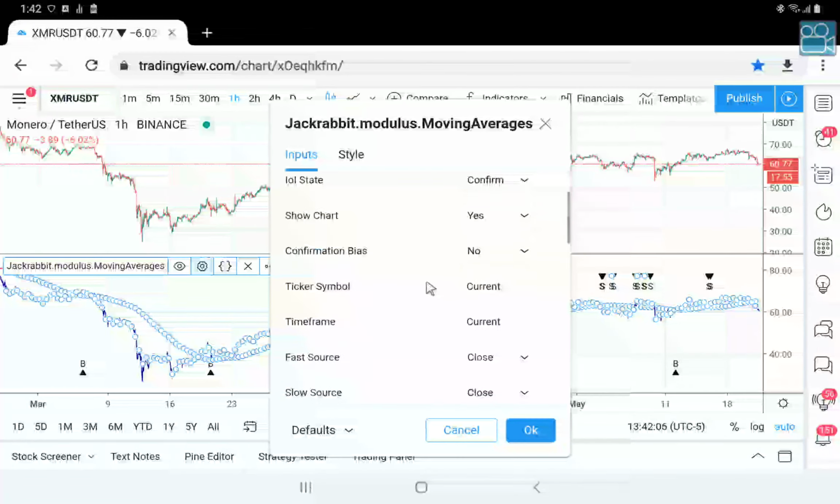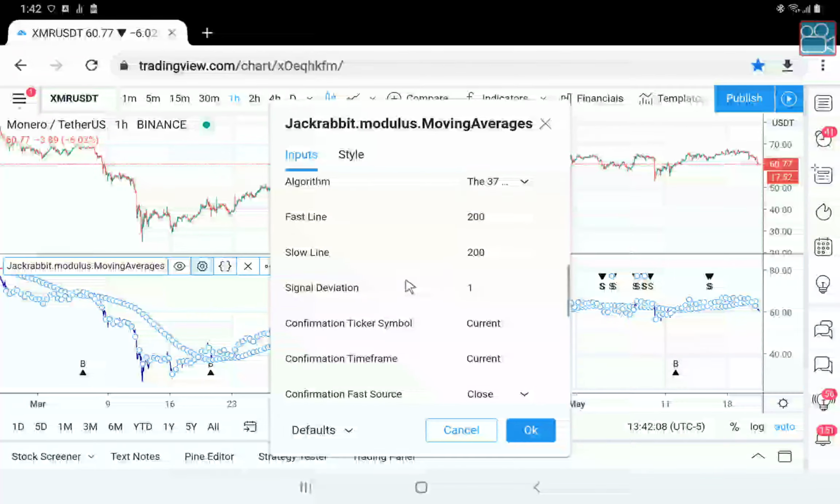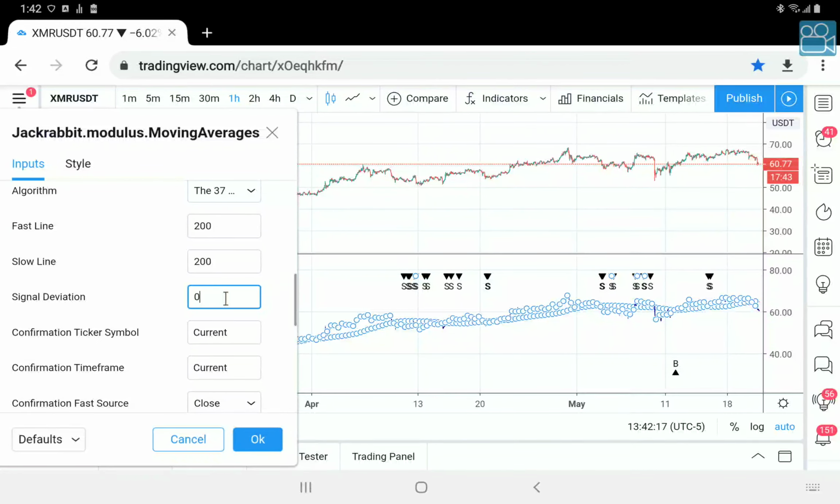Let's take out the signal deviation. We'll move this over to 0. Take out the signal deviation. And now you should see the whipsaw. There you are. All of this whipsaw gone just by tuning this. So if you're looking for a way to avoid a sideways market, the 37 rule with a signal deviation can do that very well.